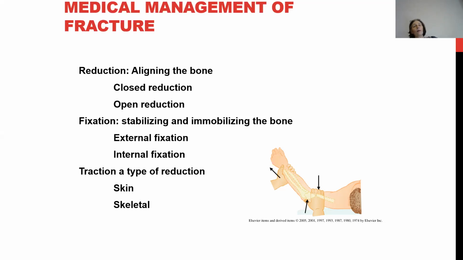Then another option a provider has is called traction. There's skin traction and skeletal traction. We're going to talk a lot more about that shortly. But what traction does is pull on the bones to help hold that bone in a state of reduction until we can do surgery and fixate it.